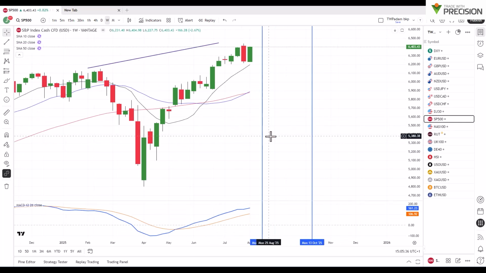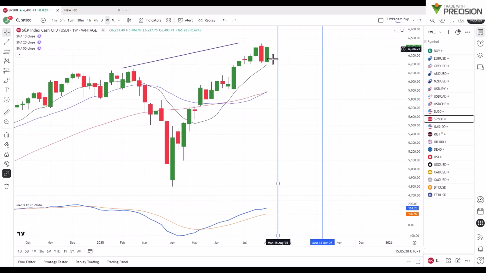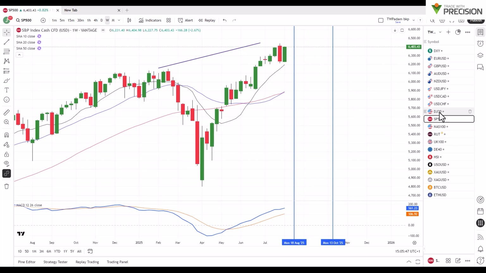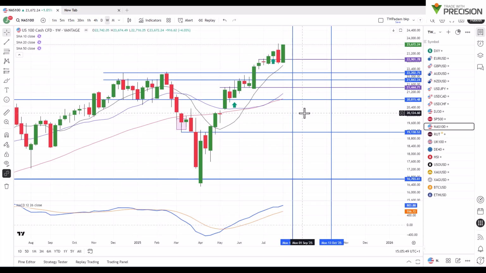If we have a look at the S&P, which is now close to all-time highs, just points away from that. Again, we've pulled back into the moving averages, which are now in the correct formation, 50, 20, and 10, and we have this very strong bullish bar. So the markets are obviously quite bullish at the moment, and it's reasonable to expect them to continue.